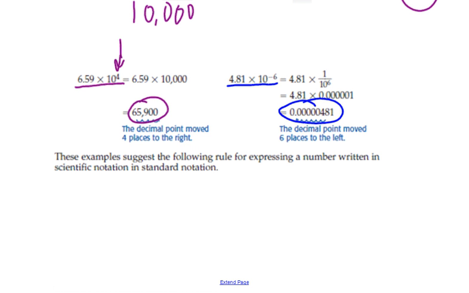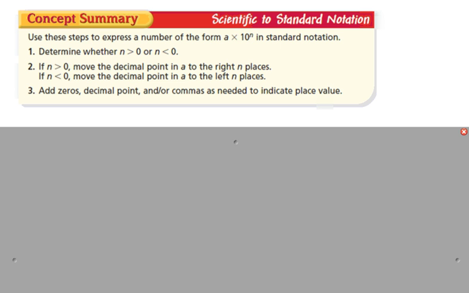These examples suggest the following rule for expressing a number written in scientific notation in standard notation. This is something worth writing down: going from scientific notation to standard notation. Use these steps to express a number in standard notation. Determine whether n is greater than 0 or n is less than 0. If n is greater than 0, meaning it's a positive number like 1, 2, 3, move the decimal to the right.